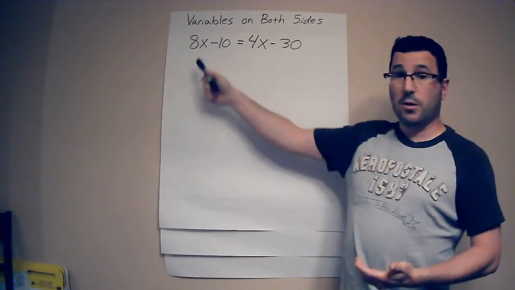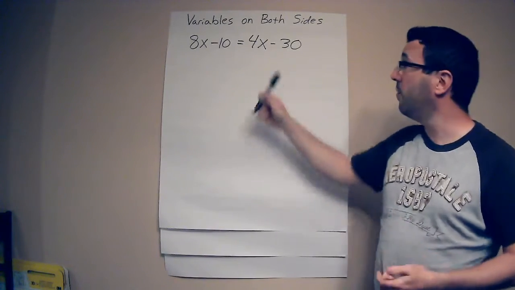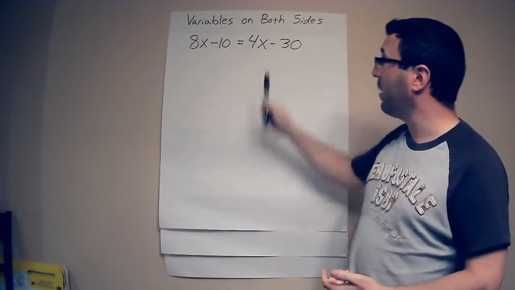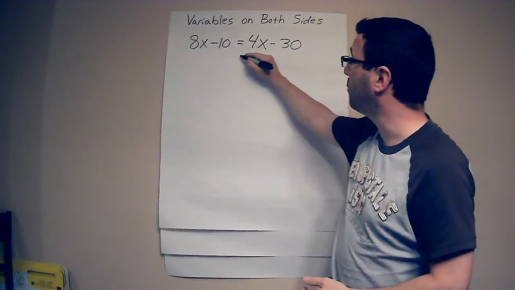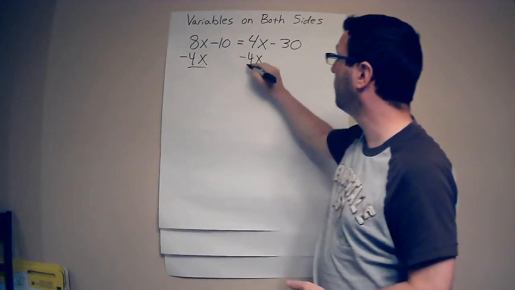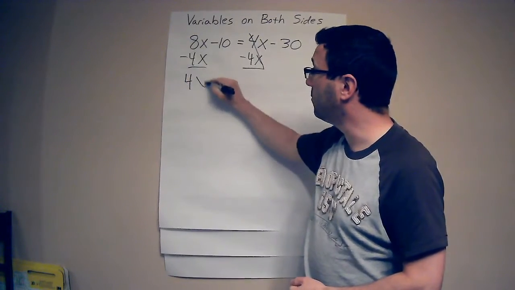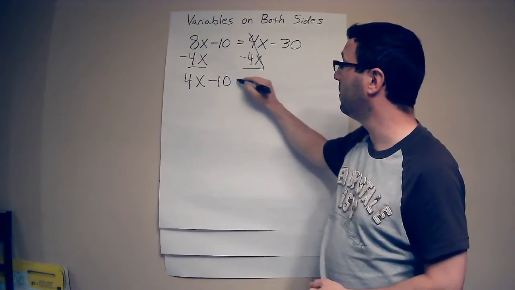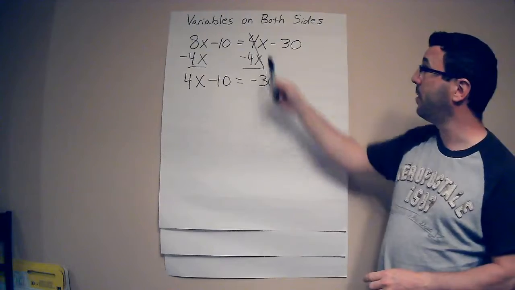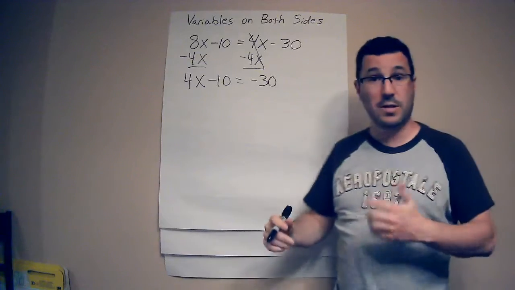Okay, so when I look at this again, this 4x is smaller. The 4 is smaller than the 8. So we're going to move this term here. As always, we're going to do the opposite operation. This is a positive 4, so we're going to subtract 4x from both sides. That cancels out. 8x minus 4x gives us 4x, bring down the minus 10, and then we bring down the negative 30. It's a negative 30 now because since we got rid of this term, the minus is now thought of as a negative.